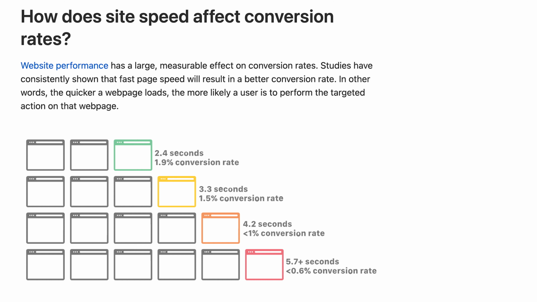On average, according to Cloudflare, any site that loads in 2.4 seconds has a minimum conversion rate of 1.9%. At 3.3 seconds, it drops down to 1.5%. At 4.2 seconds, it drops to less than 1%. And at 5.7 seconds, essentially you've lost them and it's roughly 0.6%.